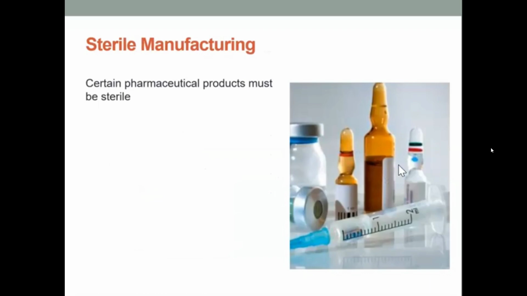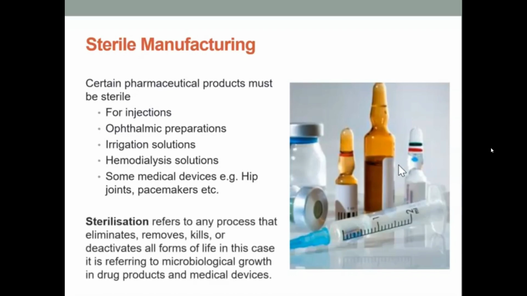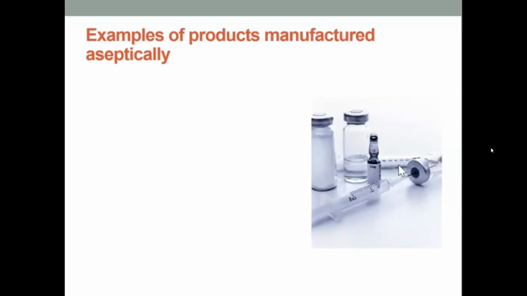Sterile manufacturing. Certain pharmaceutical products must be sterile. These include medicines for injection, ophthalmic preparations, irrigation solutions, hemodialysis solutions, some medical devices, for example, hip joints, pacemakers, stents, etc. Sterilization refers to any process that eliminates, removes, kills, or deactivates all forms of life. In this case, it's referring to microbial growth in drug products and medical devices.